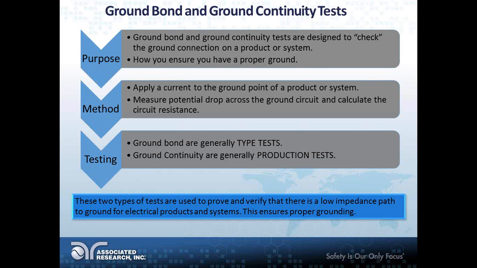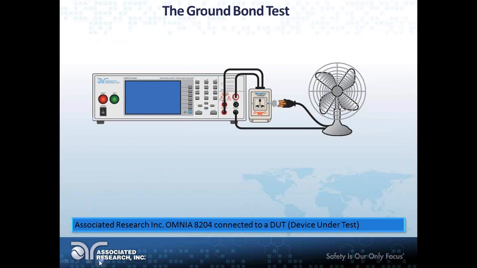On the other hand, ground continuity tests are generally production line tests. So they're usually done on 100% of product that go out, just like the HiPot test. HiPot tests are your 100% routine production line tests. Generally, continuity falls into that category as well. So the takeaway here is that these two types of tests are used to prove and verify that there is a low impedance path to ground for electrical products and systems, and that it ensures proper grounding. But again, there's a difference, and I think it's really important to highlight that difference.